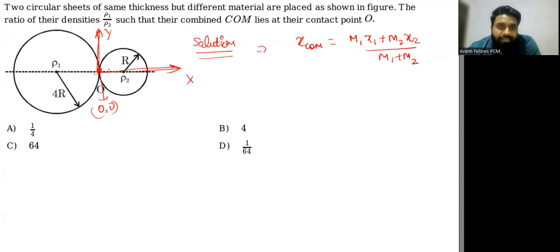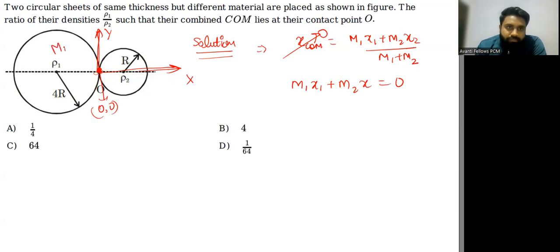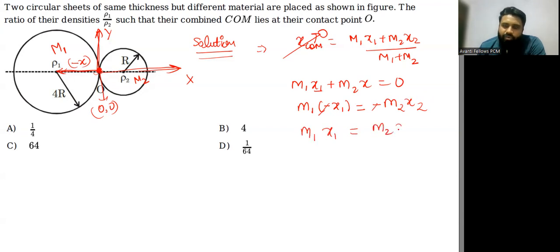We know that the center of mass lies at the point O, and point O we have assumed at (0, 0). So the x coordinate of the system will become 0. So this will also become 0. So m1 x1 plus m2 x2 is equal to 0. Now, assume this mass to be m1 and this mass to be m2. For x1, you have to move in the opposite direction, in the minus x direction. So you will take m1 x1 as minus x1, and if you take this to the RHS, it becomes minus m2 x2. Now you can cancel this minus sign. So m1 x1 equals m2 x2.